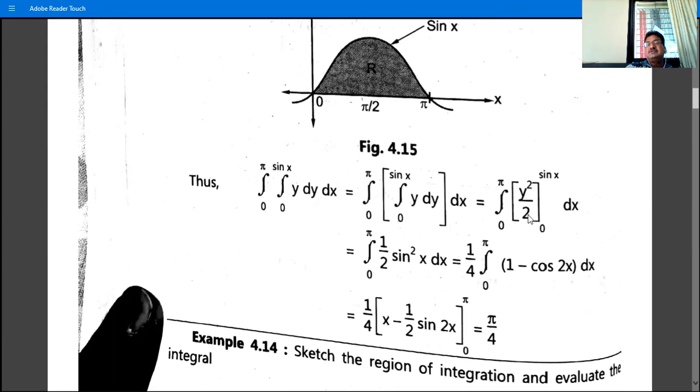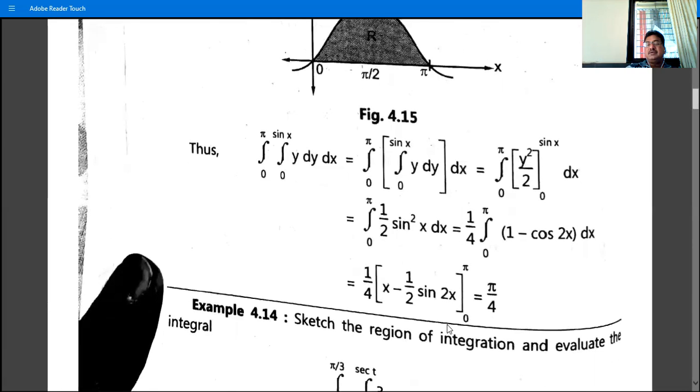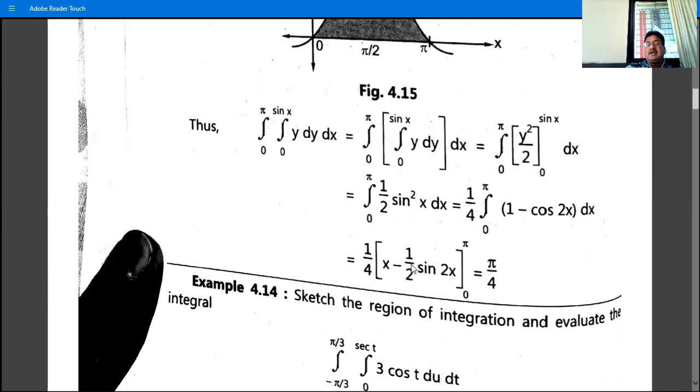So the y integration is y square by 2, upper limit, lower limit. The value at the upper limit is 1 half sine square x, and the value at the lower limit is 0. Then integrate with respect to x. Substitute sine square x as (1 minus cos 2x) by 2. So 1 by 2 and 1 by 2 becomes 1 by 4. The integration of 1 is x, and the integration of cos 2x is sine 2x by 2, that's 1 half sine 2x. Then the value at the upper limit, substitute x as pi by 2, sine 2 pi means sine 0, which is 0. So the value at the upper limit is just pi, and the value at the lower limit is 0. So pi by 4 is the answer.